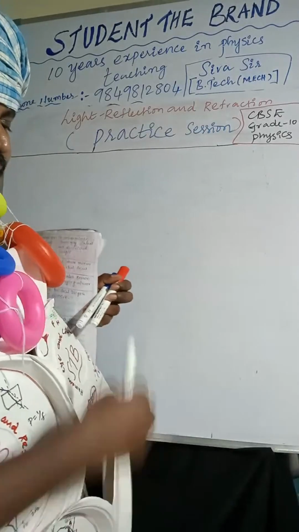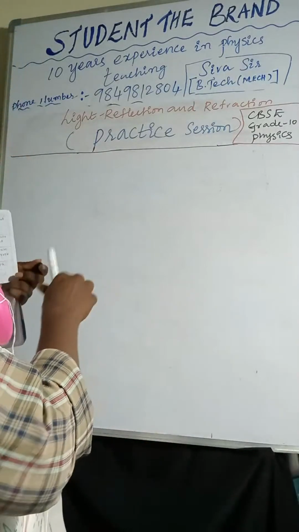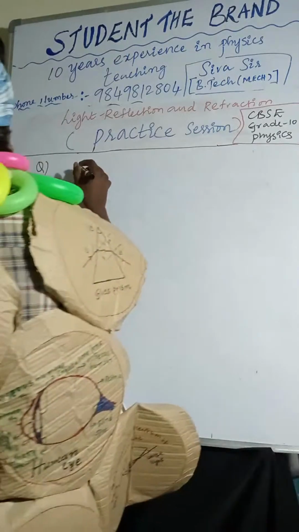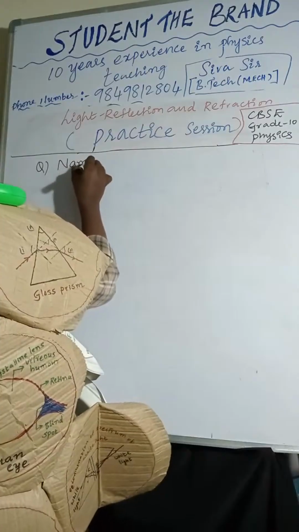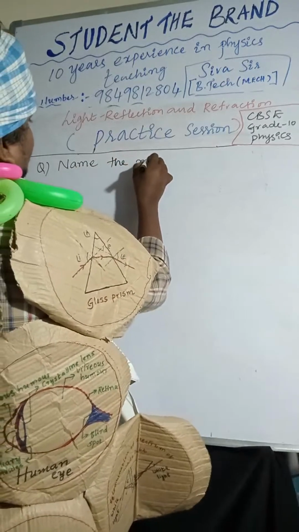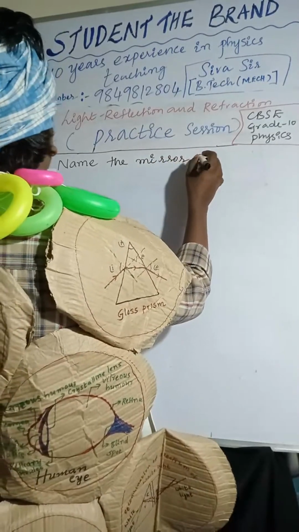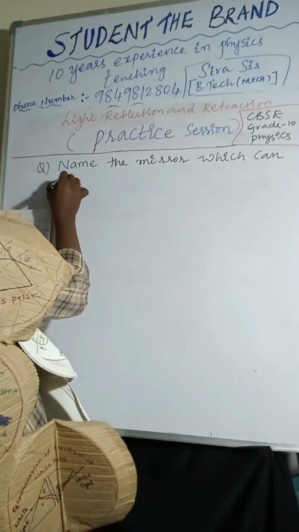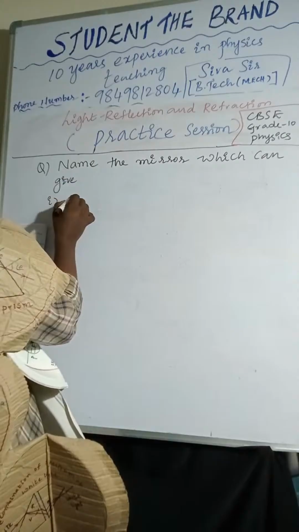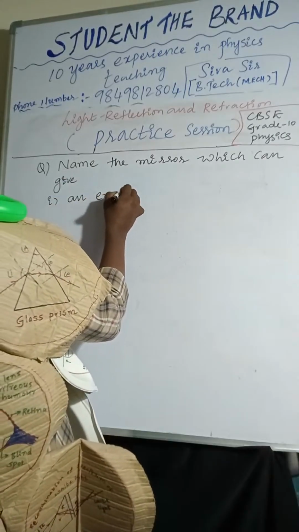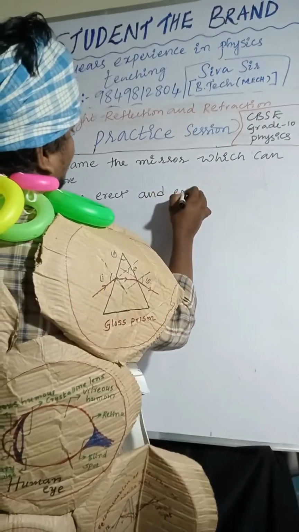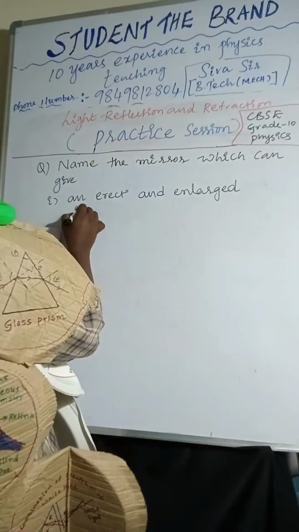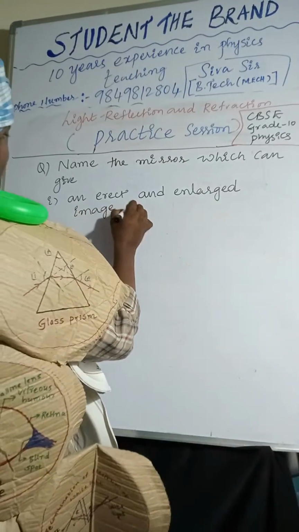So now, next question. Name the mirror which can give, first one, an erect and enlarged image of an object.